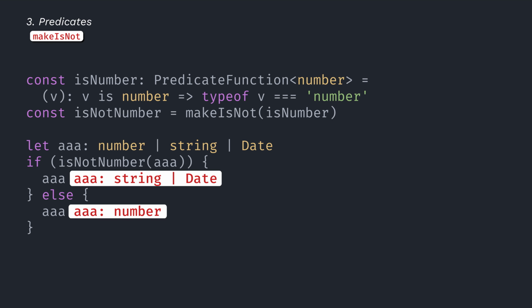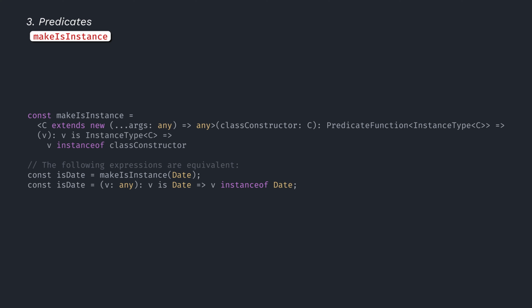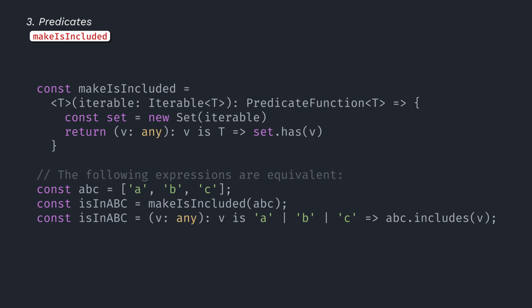Make is not was also mentioned previously in the 6th video. It takes a predicate function and returns the inverted version of it. Make is instance is new though. It takes a class constructor and returns a predicate function that checks if a value is an instance of the given class constructor. Make is included takes an iterable and returns a predicate function that checks if a value is included in the given iterable.